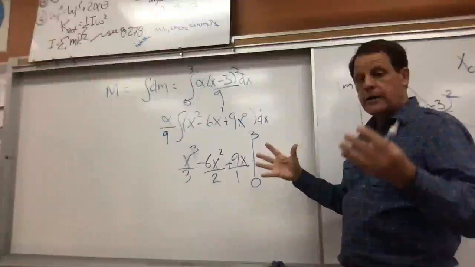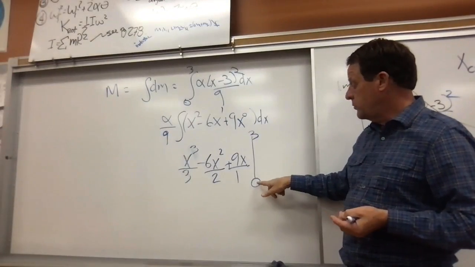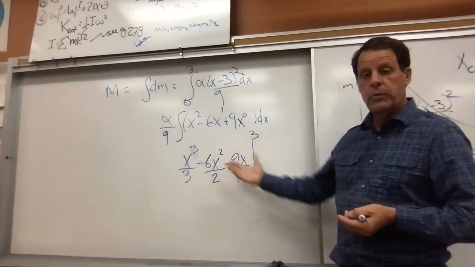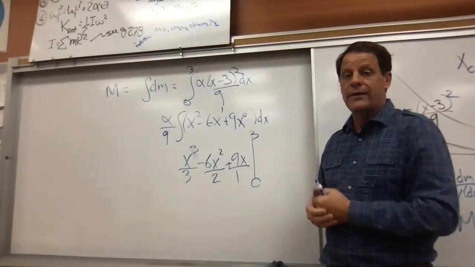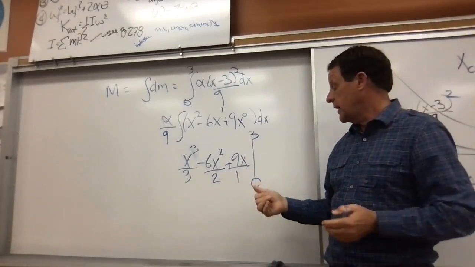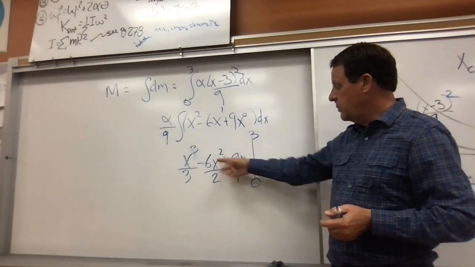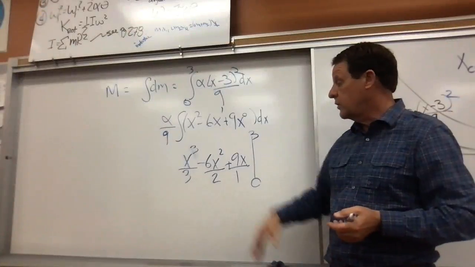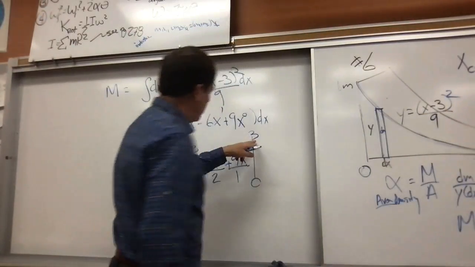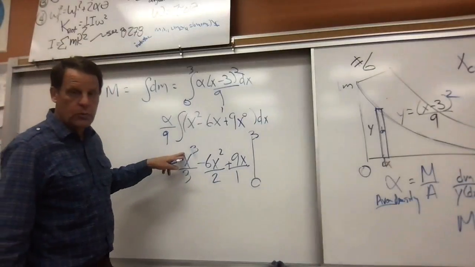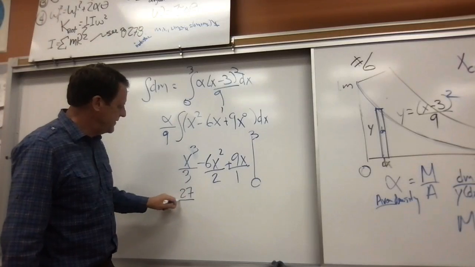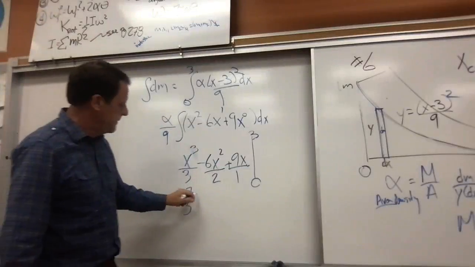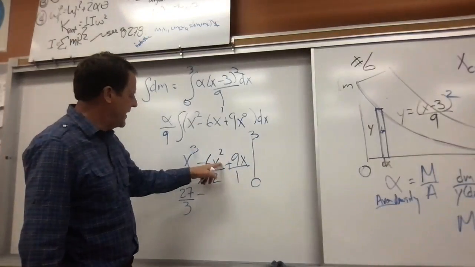Okay, we're going to take that whole thing, and we're going to subtract it when we put in 0. It's another way of saying the final minus the initial, which is the change. Now obviously you can see that when we put in the 0 it's just going to drop away. All right, so we're going to say 3 cubed. 3 cubed is 27, so we're going to say 27 thirds minus 3 squared is 9.